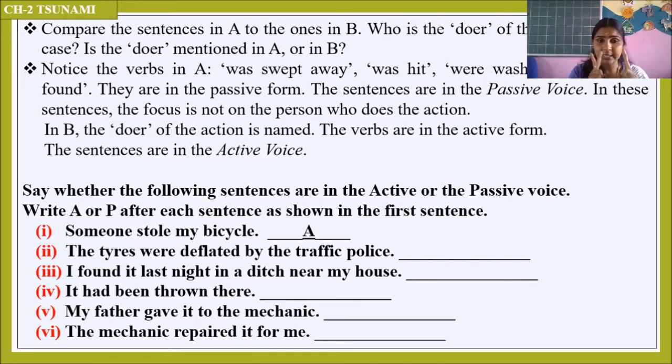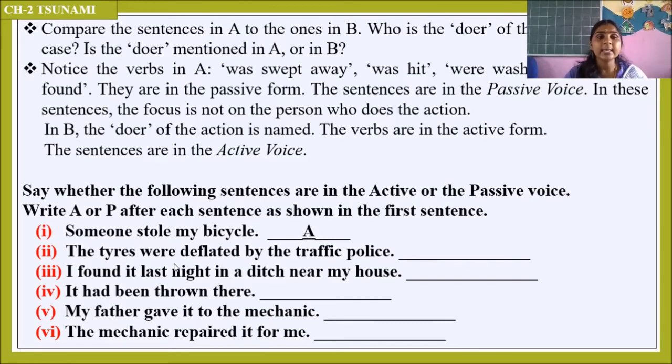We have to identify that, and in the given dashes, if it is in active voice, we have to write A, or if it is in passive voice, we have to write P. Okay. So, "Someone stole my bicycle." The bicycle was stolen. Who stole that? Someone. So, the doer was there. We can see the doer. So, it is an active voice. So, they have written A. Now, it is our turn to write the answers.